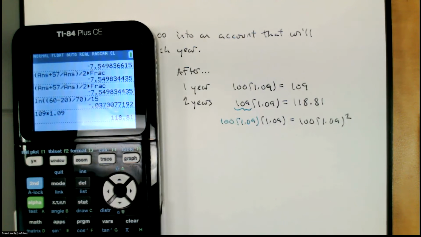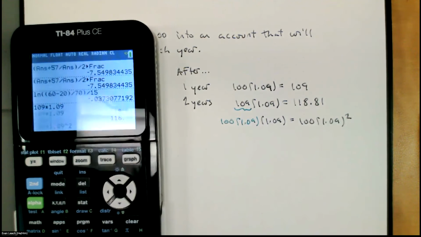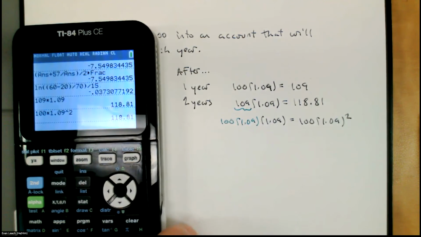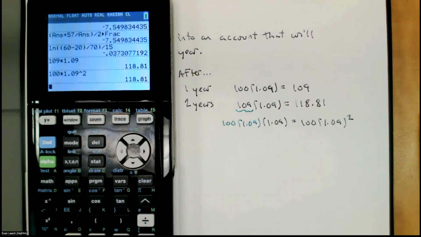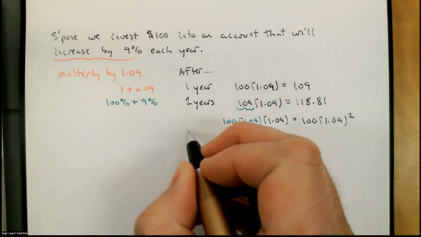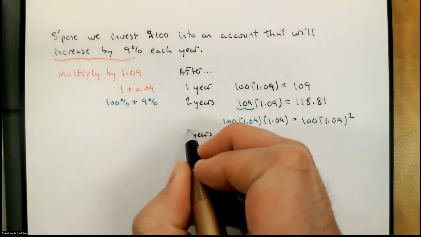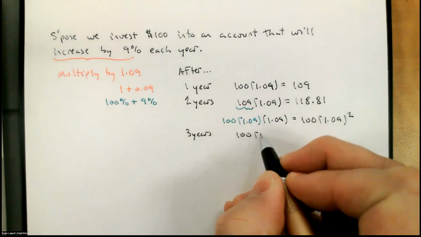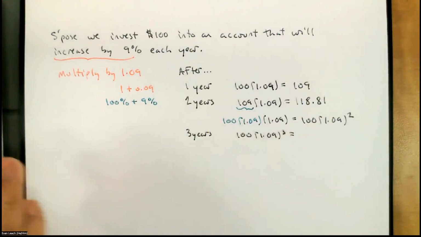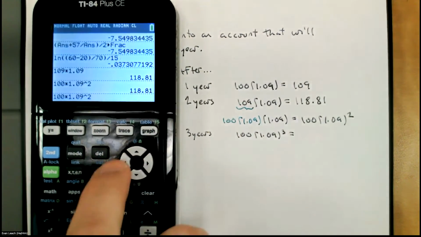Exponents indicate repeated multiplication. So if we grab our calculating machines and multiply 100 times 1.09 to the second, 118.81. So now we see an exponential function that says after 3 years, we just do the same calculation, but with 3.